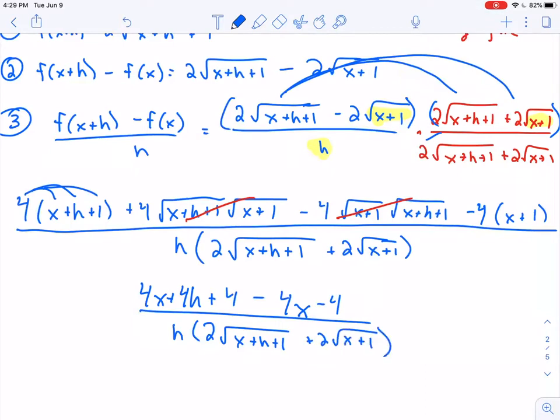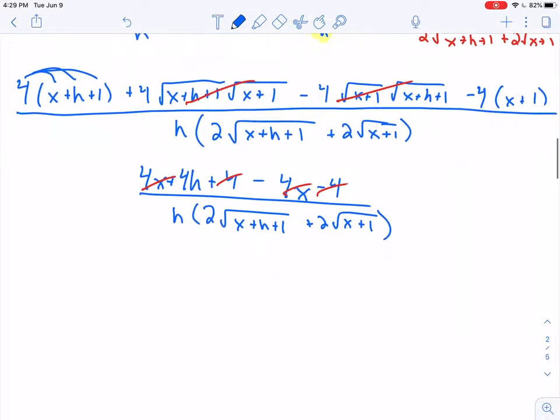Look at my numerator. What can I do here? Well, 4x minus 4x, those two cancel. 4 minus 4, those two cancel. What do I got? I'm left with 4h in my numerator divided by h times 2 radical x plus h plus 1 plus 2 radical x plus 1.